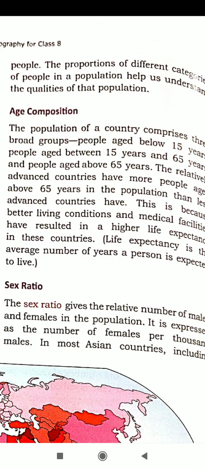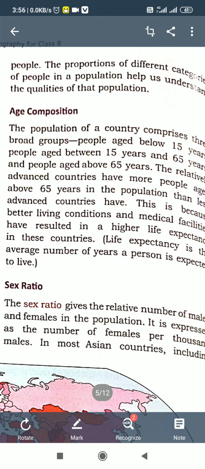The population of countries comprises three broad groups: people aged below 15 years, people aged between 15 and 65 years, and people aged above 65 years. The relatively advanced countries have more people aged above 65 years in the population than less advanced countries have. This is because better living conditions and medical facilities have resulted in higher life expectancy in these countries. Life expectancy is the average number of years a person is expected to live.